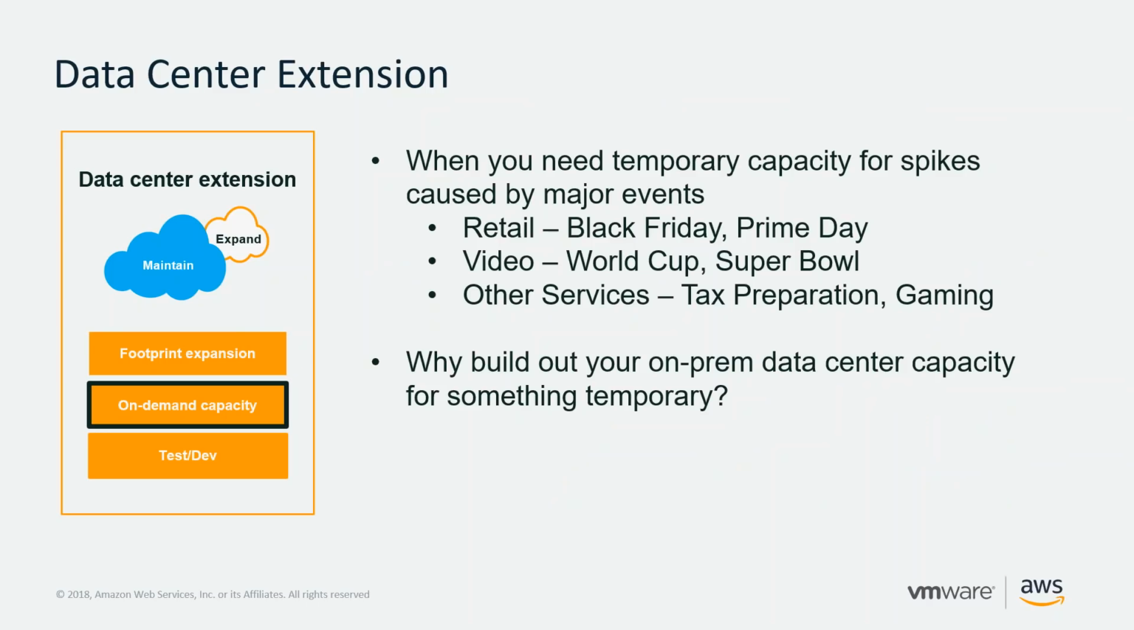And then with on-demand capacity, when you need temporary capacity for spikes that might be caused by major events. Let's say you're in the retail space, Black Friday, or Prime Day. If you're in video, maybe the World Cup or some sporting event such as the Super Bowl is coming up. And maybe you have other types of services such as tax preparation or gaming. Rather than build out your own on-prem data center capacity for something that's temporary, you can utilize VMware Cloud on AWS from that standpoint.